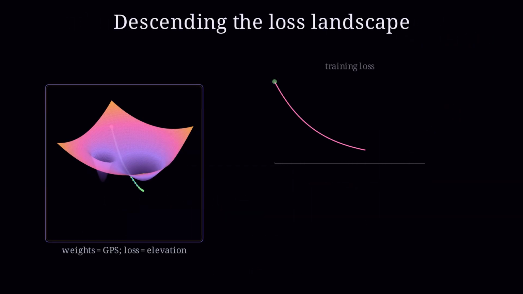Picture the weights as coordinates and the loss as elevation. The gradient is the slope beneath your feet. Step downhill: weights minus the learning rate times the gradient. Flat valleys generalize.